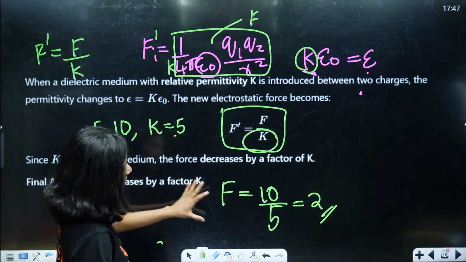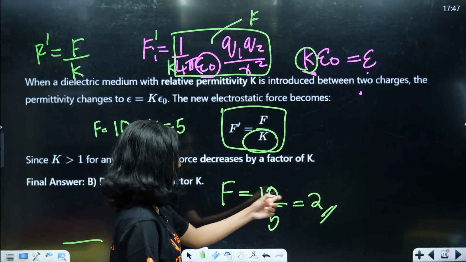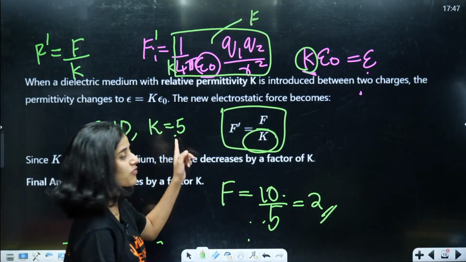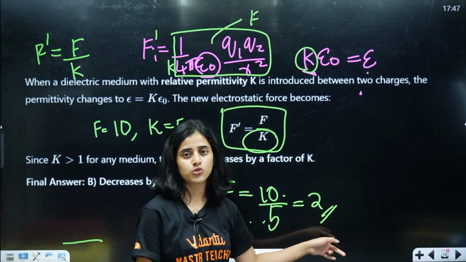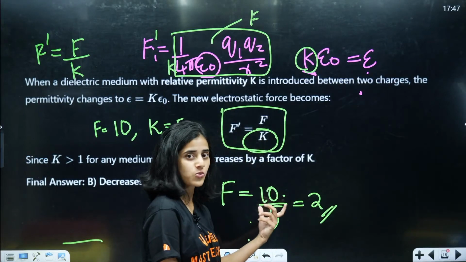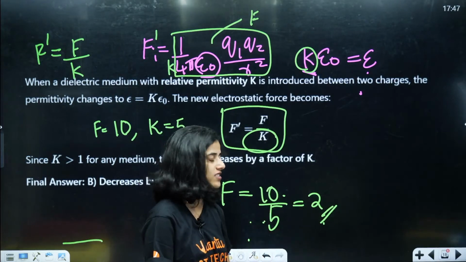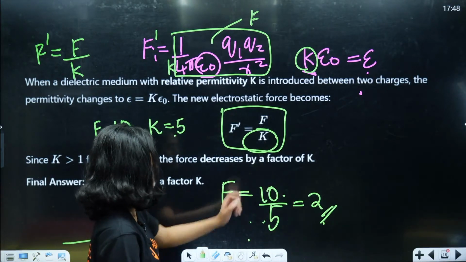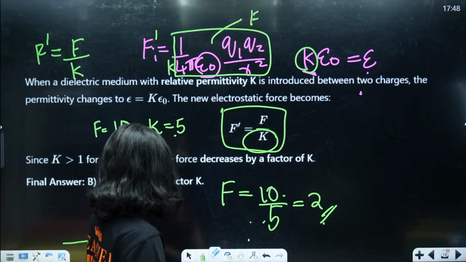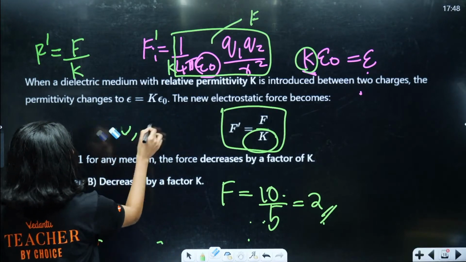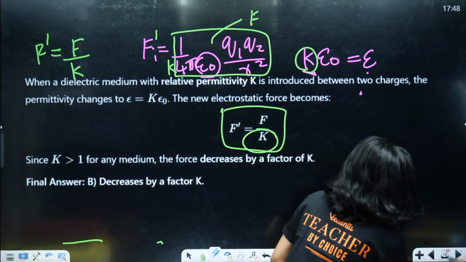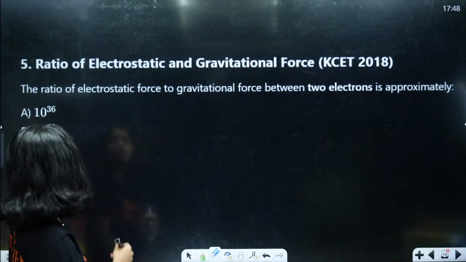So imagine your force without a dielectric was 10. When I add a dielectric, I have to divide it by K. K is 5, so the force reduced to 2. Without the dielectric, the force was 10; with the dielectric, the force is reduced to 2. That's how it is decreasing, because of the dielectric. That is just for understanding. Okay, let's go back to our question that we were discussing.